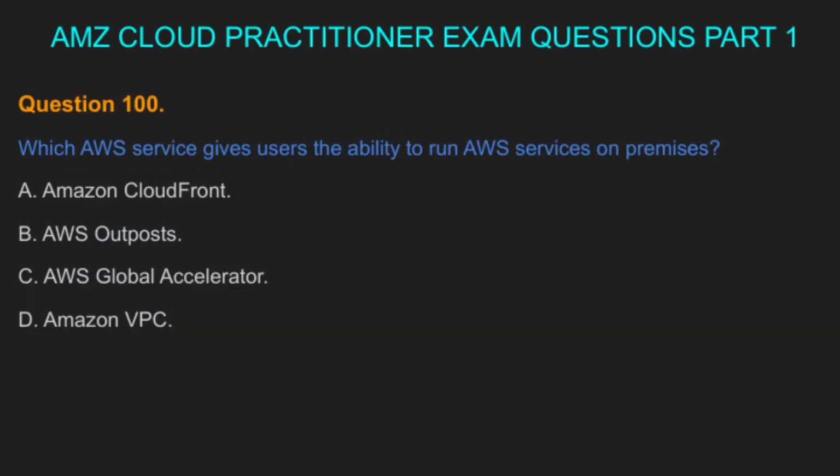Question 100. Which AWS service gives users the ability to run AWS services on premises? A. Amazon CloudFront. B. AWS Outposts. C. AWS Global Accelerator. D. Amazon VPC. The answer is B. Outposts is a pool of AWS compute and storage capacity deployed at a customer site. AWS operates, monitors, and manages this capacity as part of an AWS region. You can create subnets on your Outpost and specify them when you create AWS resources such as EC2 instances, EBS volumes, ECS clusters, and RDS instances.